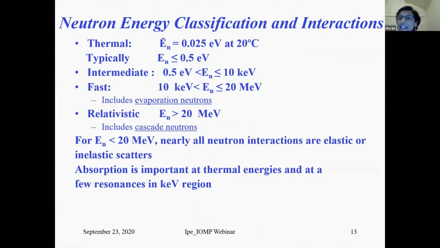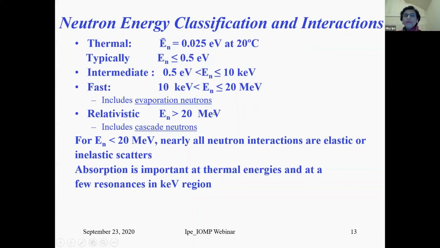Now, neutrons can be classified according to their energy as follows. Thermal neutrons have an average energy of 0.025 electron volts and typically less than half an eV. Intermediate energy neutrons have energy between half an eV and 10 keV, fast neutrons between 10 keV and 20 MeV, and they include the evaporation neutrons that I discussed. The relativistic neutrons have energies greater than 20 MeV, and they include cascade neutrons.